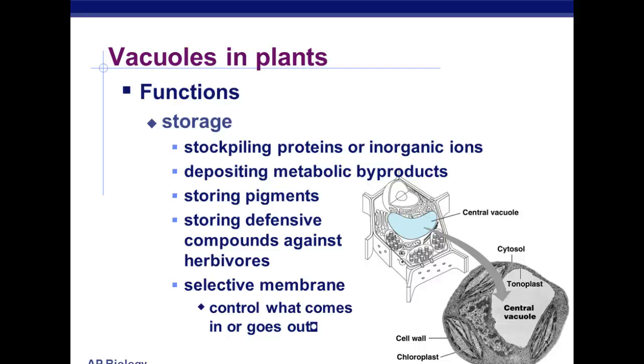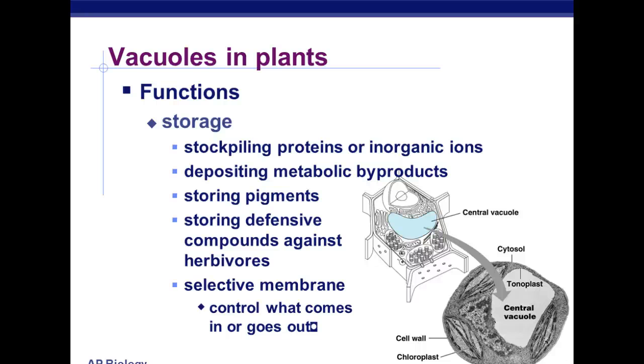Now, vacuoles have a particularly important function in plant cells. Write in your notes that vacuoles have 5 things that they do, or 5 important functions in plants. Let's get them in your notes. Number 1, vacuoles stockpile, you know what the word stockpile means, they save or store up, proteins or inorganic ions for the cell. Number 2, they also deposit or dispose of metabolic wastes. Number 3, they store plant pigments.